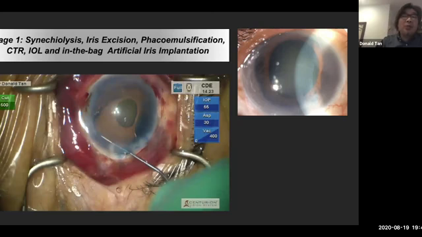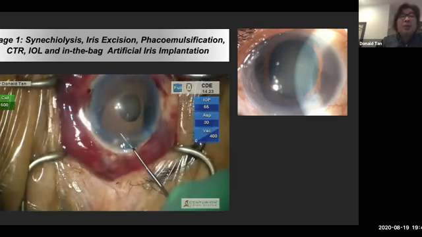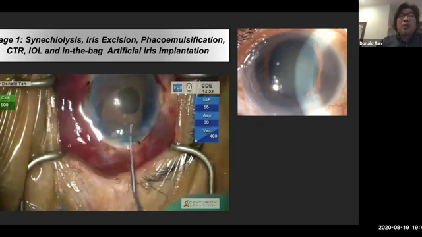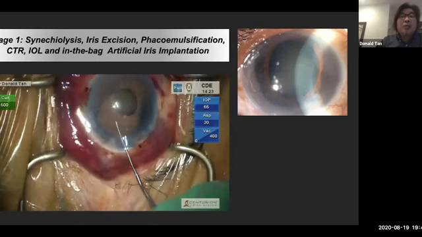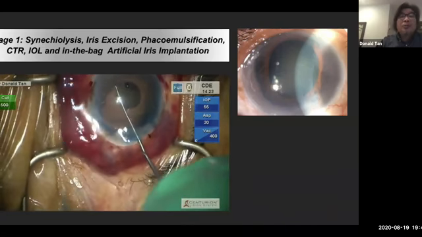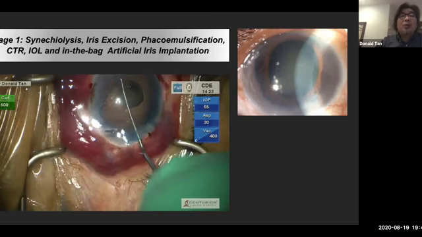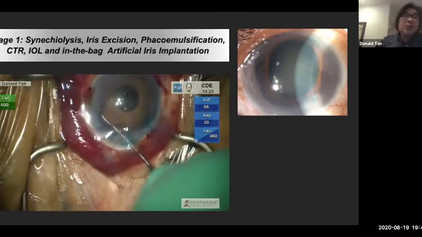But this actually was a much shorter operation because we didn't have to suture anything, a lot less inflammation, I think, without the suturing. And this artificial iris is in the bag. You just have to be careful not to press too hard, and the danger here is to make sure you don't rip the anterior capsule. You can do this quite okay.